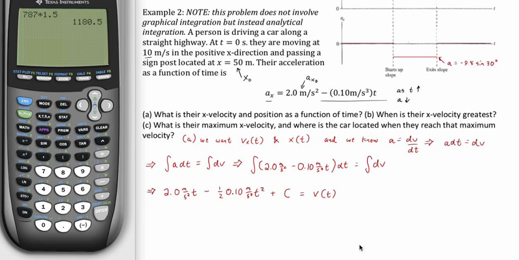Because basically here, right, our constant was 1, so when we take the antiderivative, it's just going to become v. Okay? All right. Okay, looks good.